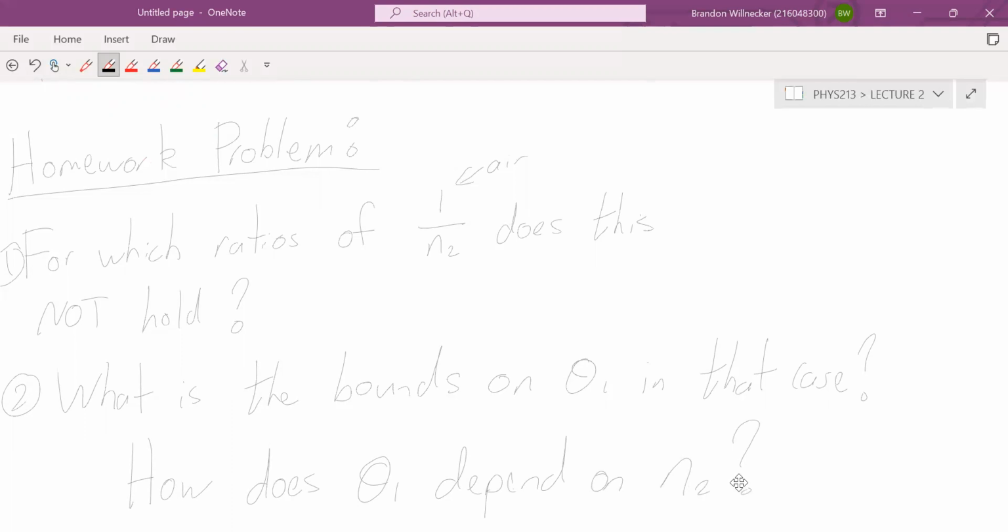Are there any questions about this homework problem? Okay, let's take a look at the third problem.